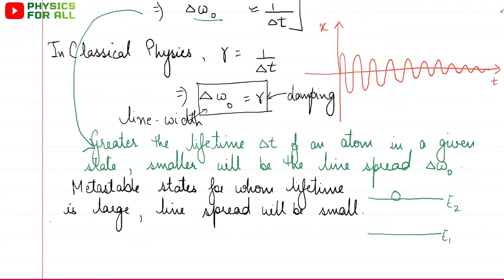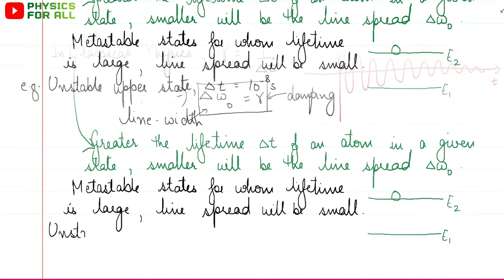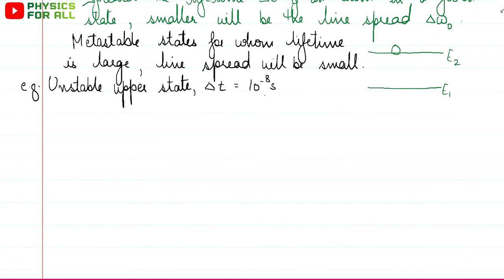So we can say that, for example, for any unstable upper state having delta t of the order of 10 raised to the minus 8 second, because we never know what is the exact lifetime, and sometimes it keeps on changing. So we just take it approximately equal to this. In that case, if we have to find the spread, we know that delta omega naught is 1 upon delta t. So that would be 1 upon 10 raised to the power minus 8 per second, which is 10 raised to the power 8 second inverse.